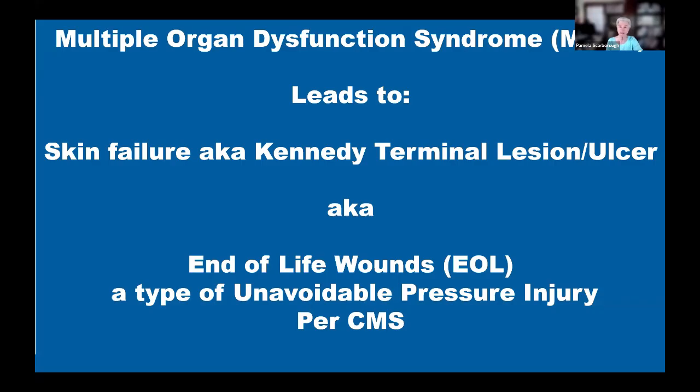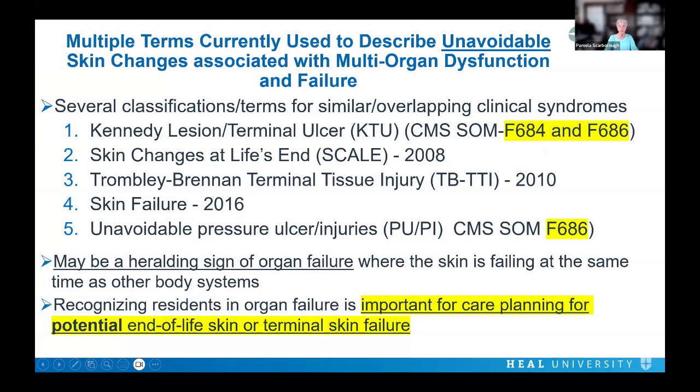And we're going to mention our end-of-life wounds also, which is a type of unavoidable pressure injury per CMS, according to their documentation. So these are 5 different terms that we're currently using to describe these unavoidable skin changes that are associated with multi-organ dysfunction or multi-organ failure. And as you see in yellow, a few of these have been mentioned by CMS. For instance, the kidney terminal lesion, or they call it the kidney terminal ulcer. CMS mentions that in your F-tag, State Operations Manual F-tag F684 and F686.